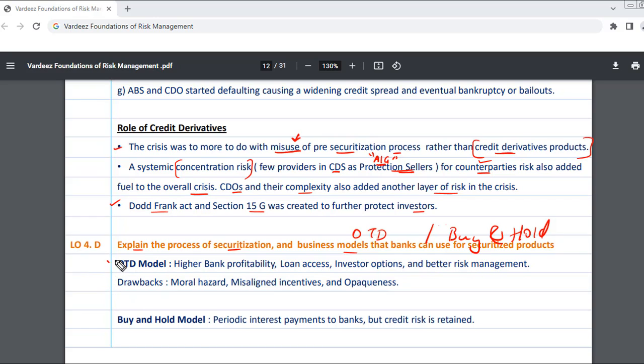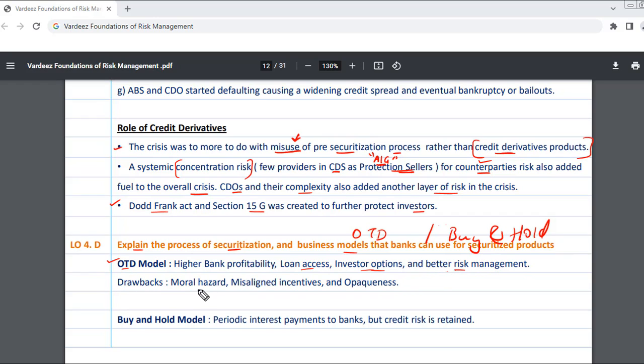The advantage of OTD is that there is higher bank profitability. Of course, the bank was profitable in the entire securitization in this originate to distribute model. There was loan access to almost all the borrowers. People who could not borrow earlier were eligible for that, so this increased the accessibility of loans. Investors had different options. Understand, the interest rate was very low at that point in time, so investors were getting a good amount of money on their investment. And there was better risk management. The lenders could manage their risk in a much better way. They just transferred it to the SPV, and their credit risk was transferred off their balance sheet.